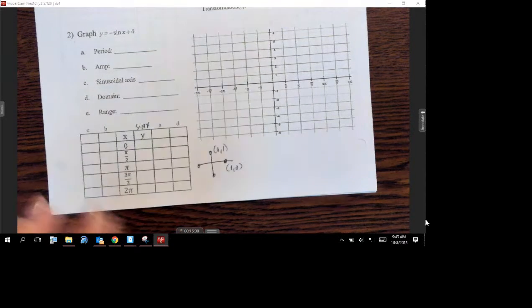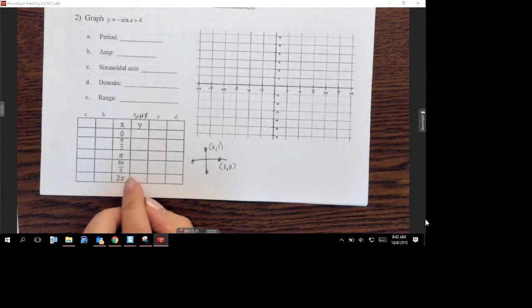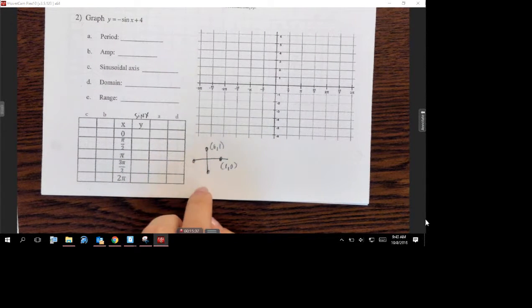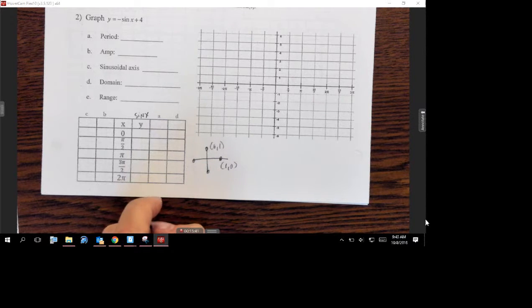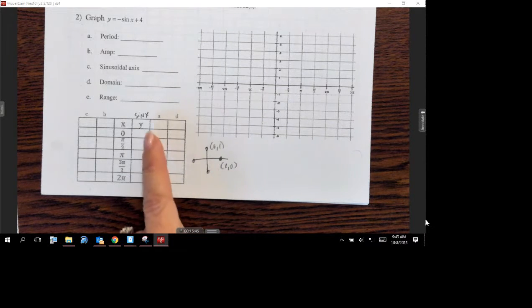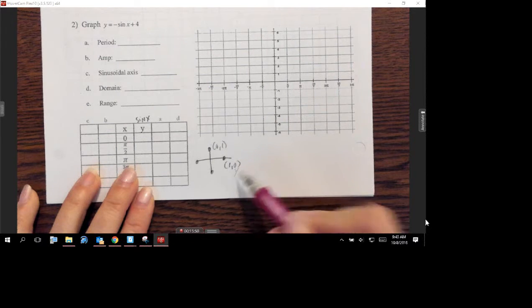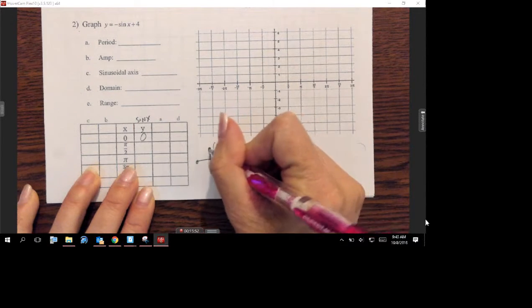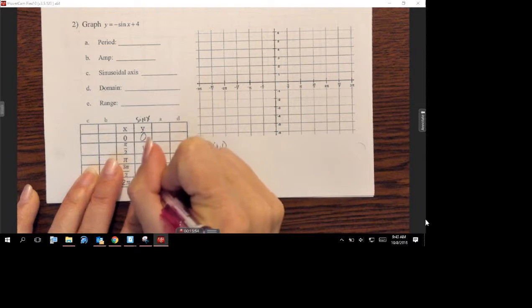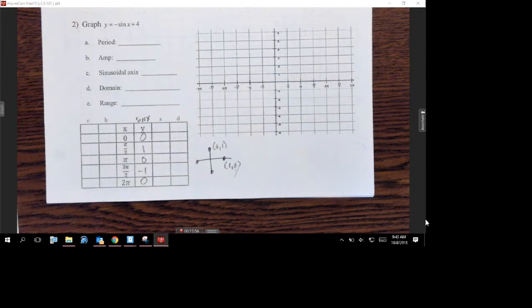Alright, so what we want to do is you're going to be filling out the table, and the x values are just the x and y axes. Eventually you're going to be filling out your own x values too. The y values are going to be the sine at each of these. So the sine at 0 is the y value 0. The sine at pi over 2 is 1. And then 0, then -1, then 0. They're alternating zeros and ones and -1s. It's alternating every single time.